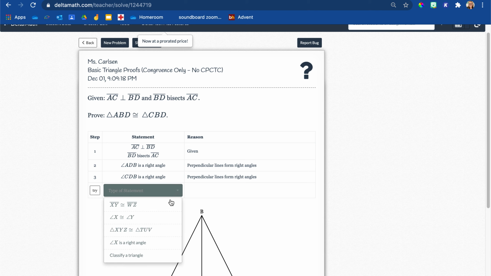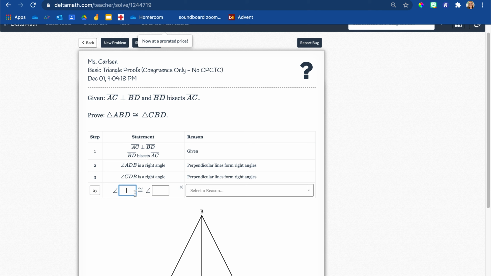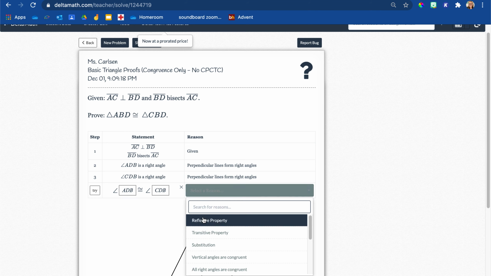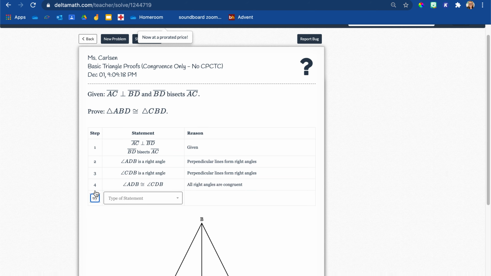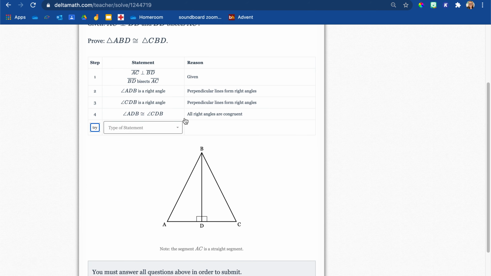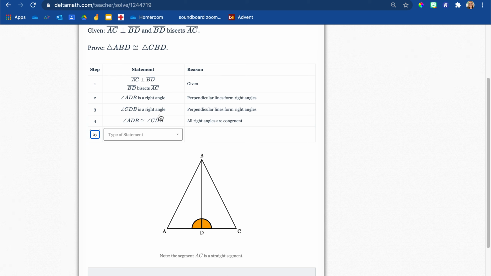So now let's try to say that those two angles are congruent. ADB is congruent to CDB. And the reason for that is that all right angles are congruent. Fantastic. Now see that when we highlight this, it marks those two angles as congruent for us.